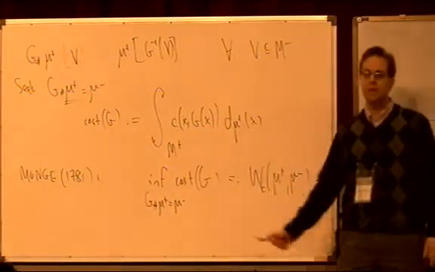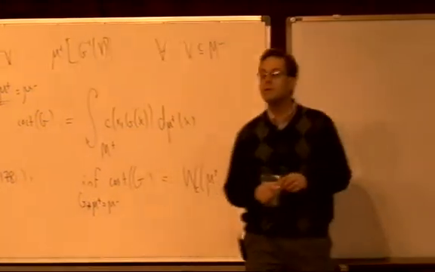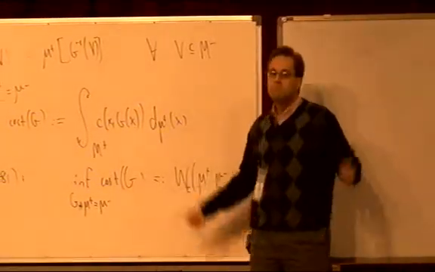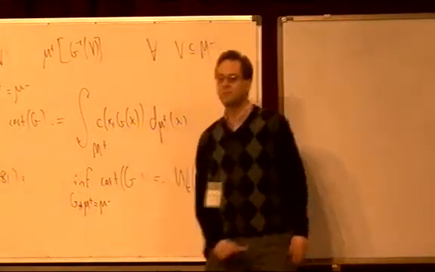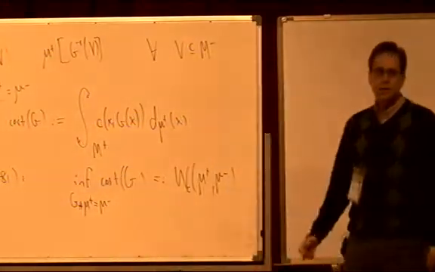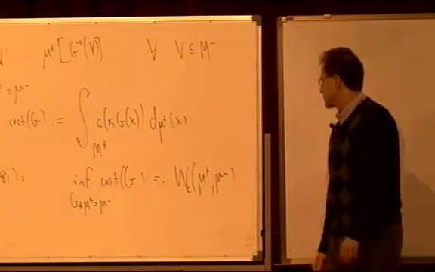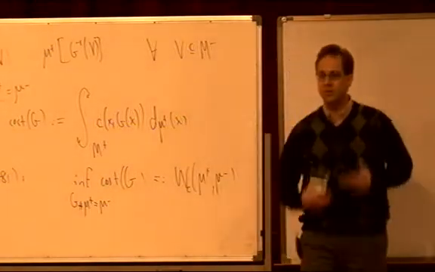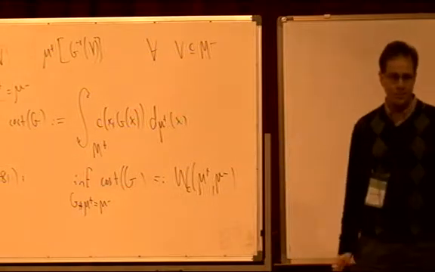Is it uniquely attained? Can we characterize? Yes, there's a question? So W is just a number. It's just the value of this infimum. And if you change the measures or you change the cost, W will change. So it's a function of c and mu plus and mu minus.